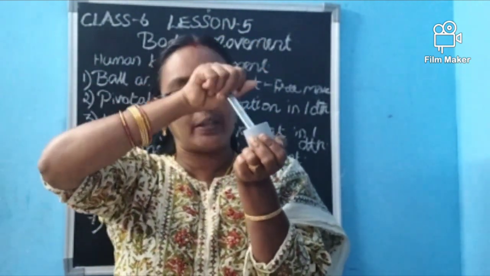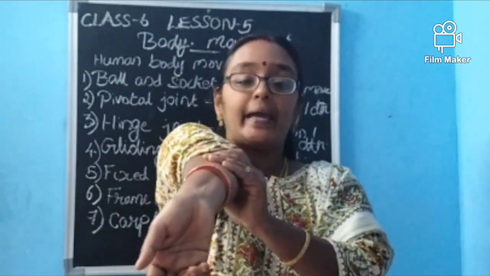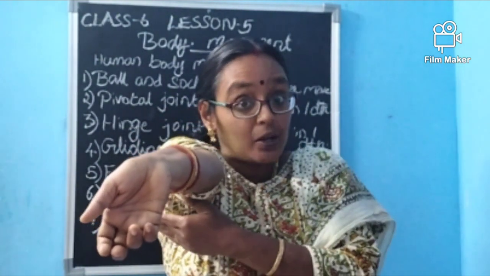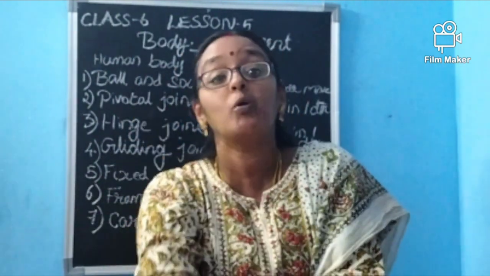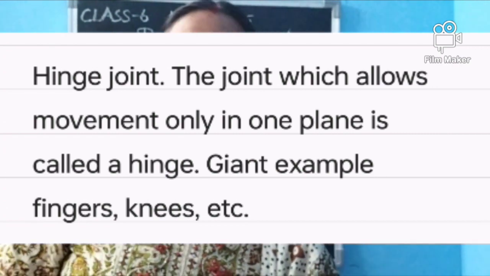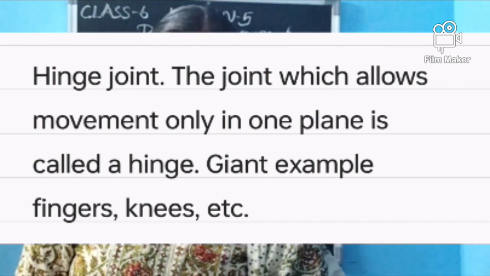We are able to move in this direction, but can you make the hand go backside? Is backside movement allowed? No, only one direction, movement in one direction. That is hinge joint. We can see it in the knee and elbow. All these will function in this manner only.